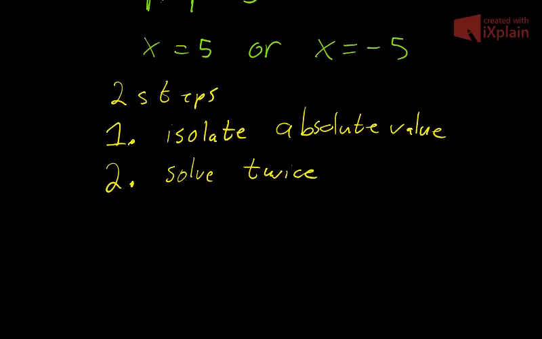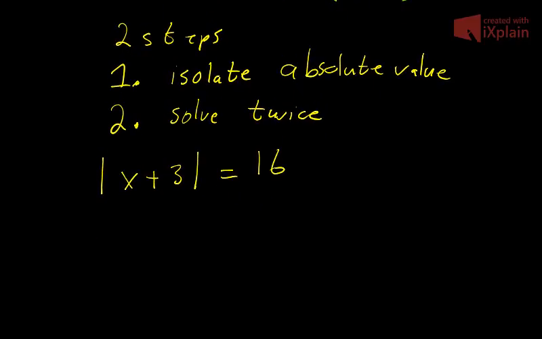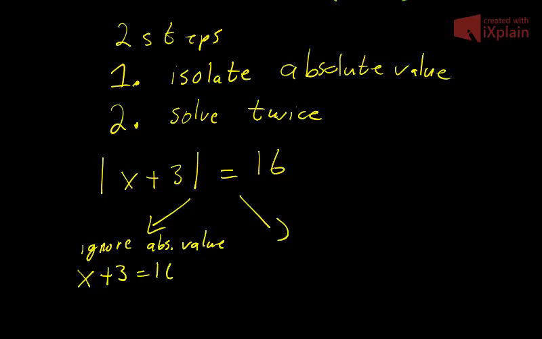So for an example, just so we have something to look at, let's try the absolute value of x plus 3 equals 16. What we're going to do is first isolate the absolute value. That's already done here, so we're good to go. My second step is that I'm going to need to solve this twice, so I'm going to break it up into two chunks. My first chunk, I'm going to leave exactly like it is, but just ignore the absolute value. If I do that, I have x plus 3 equals 16.